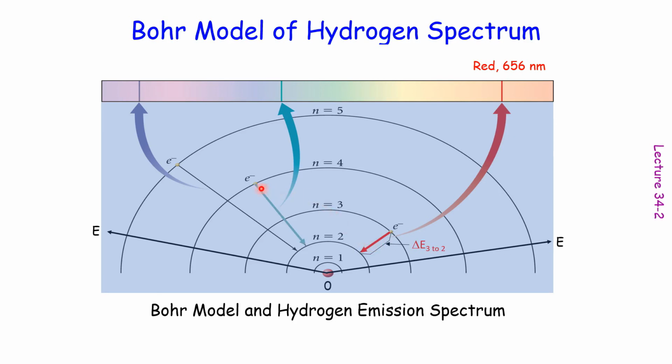Similarly, if electron is transferred from n equals 4 to n equals 2 in a hydrogen atom, so that delta E is actually larger than this delta E. Okay, so therefore the wavelength should be shorter. The higher the energy, the shorter the wavelength. This violet line has the largest energy. That's why it has the shortest wavelength.